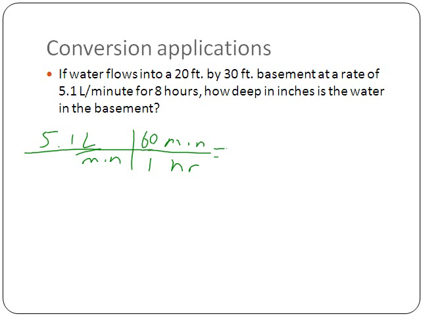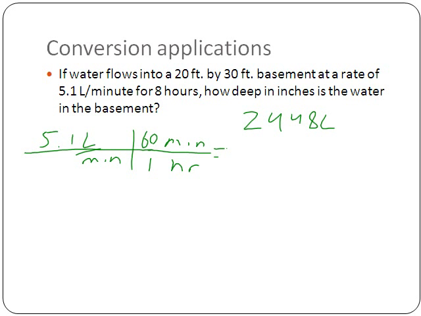And in multiplying this out, we get 5.1 times 60, at which point we get 306 liters per hour. And then if we want to multiply that by 8, that'll tell us the total volume of water here. So 2,448. So we have 2,448 liters of water here.